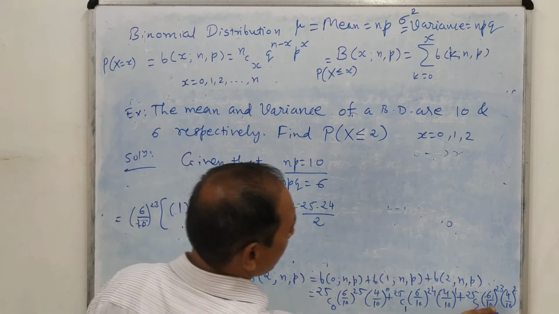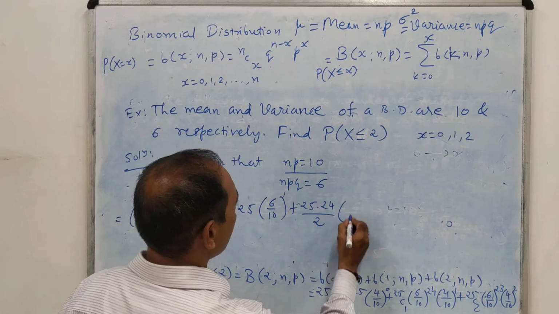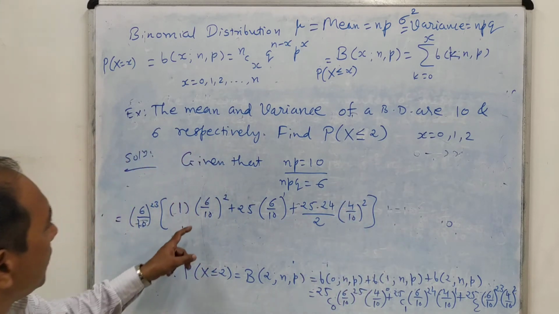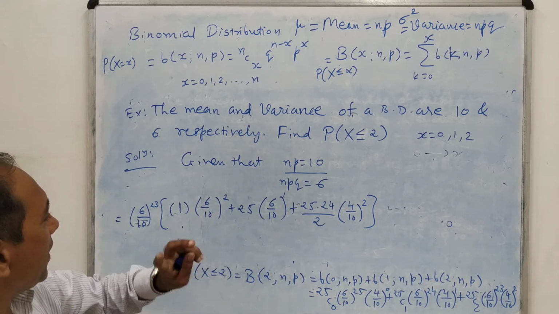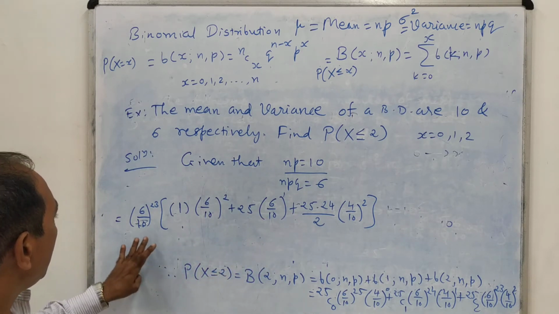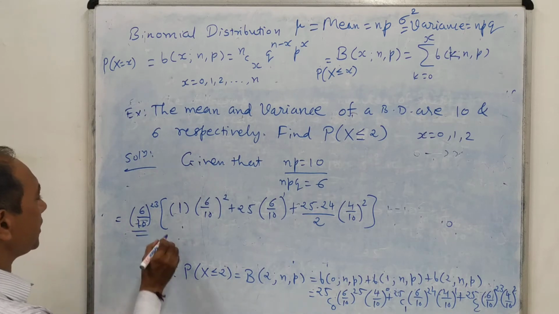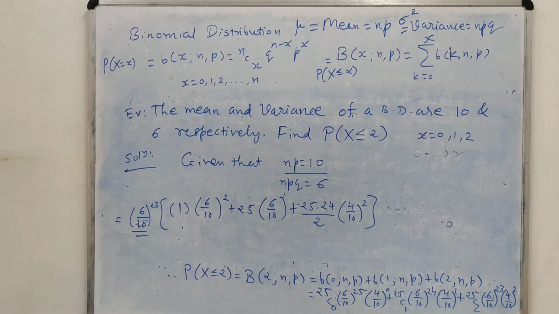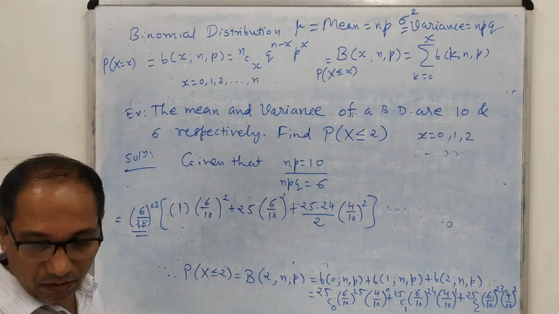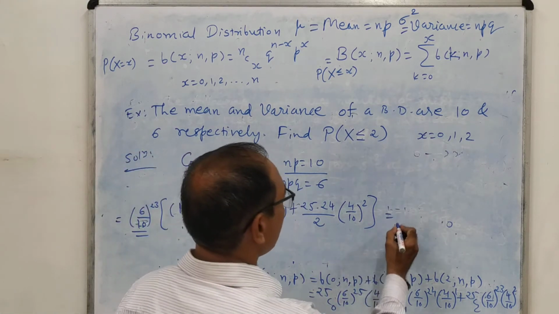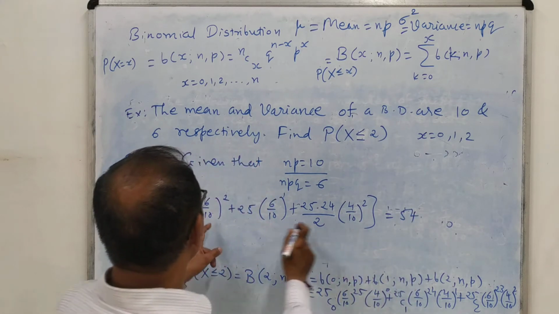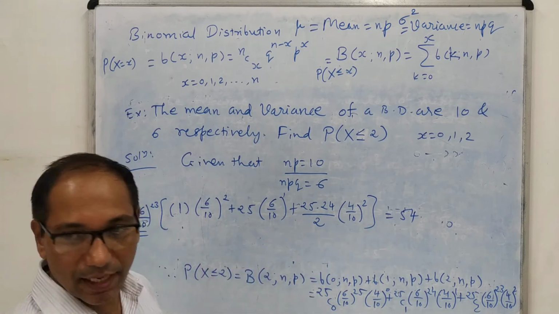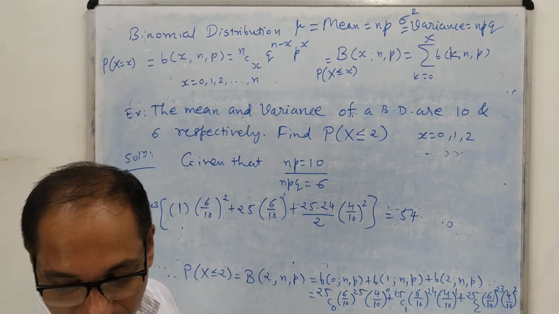And (6 by 10) whole raised to 23 we have taken outside, and this is (4 by 10) whole square. So now these are the things you can find out very easily, and this you keep as it is. No need to make further calculation because it consumes our time too much. So we will have the answer 54, because this will be 54. It is 36 by 100, 6 by 10, so you can take LCM and then calculate. You will get it very easily.